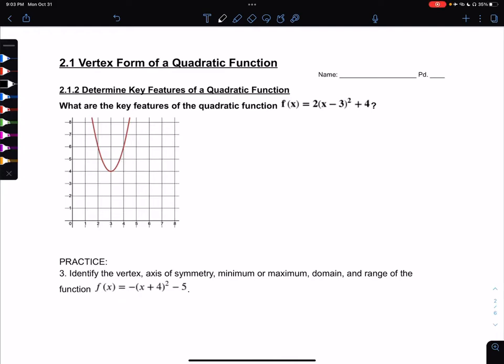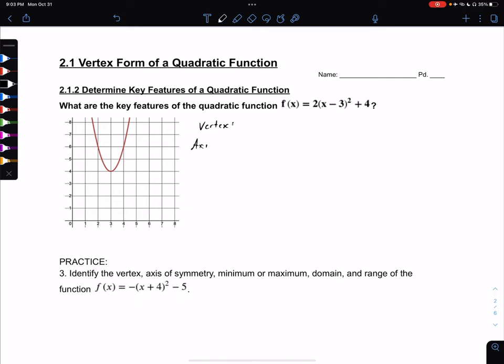Here we're going to look at determining key features of a quadratic function. And the question is, what are the key features of the quadratic function f of x equals 2 times the quantity x minus 3 squared plus 4. So remember that that's in vertex form, so we'll use that. Now your key features, you're going to start with the vertex.